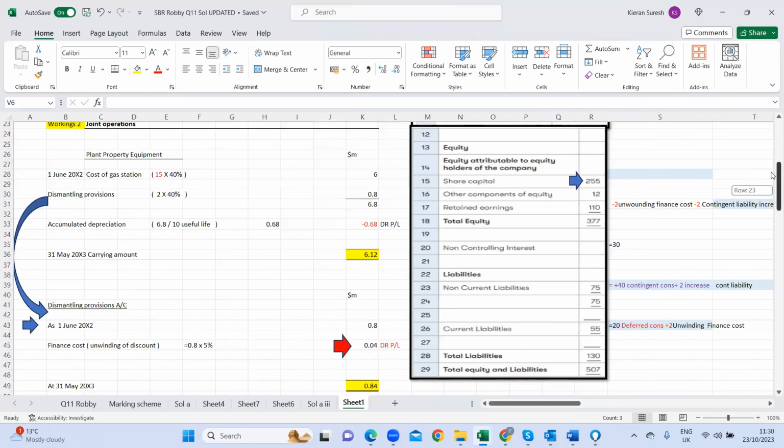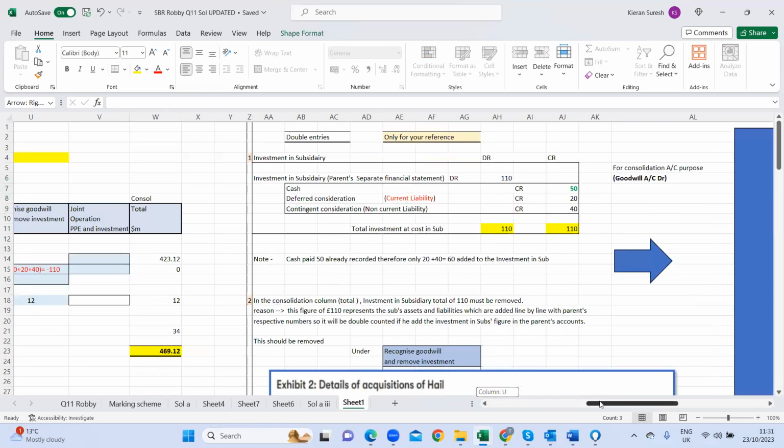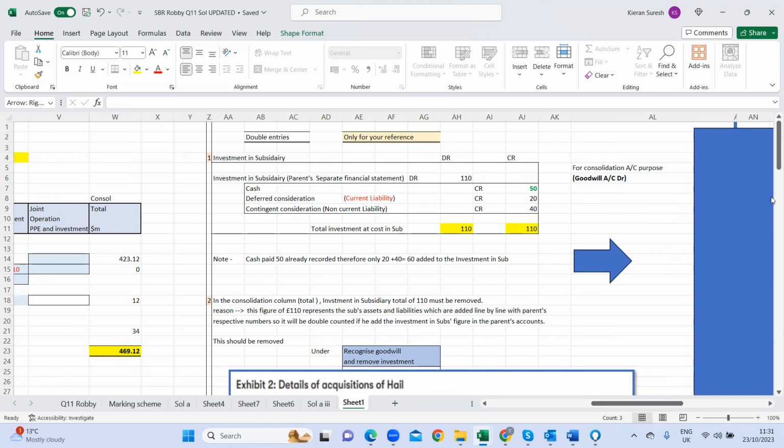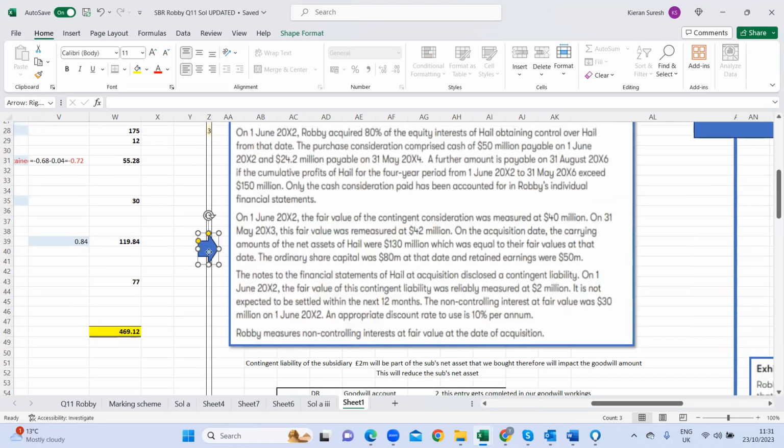Now, if I just go back again here, there is one item which says contingent liability, right? What has happened with respect to this contingent liability of 2 million? If I just read the note here, it says the notes to the financial statements of Hale. Hale is a subsidiary, and at the acquisition it disclosed a contingent liability.